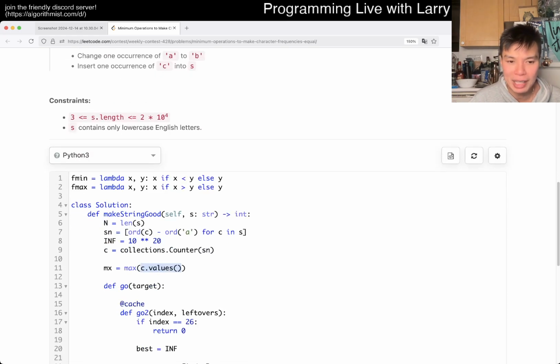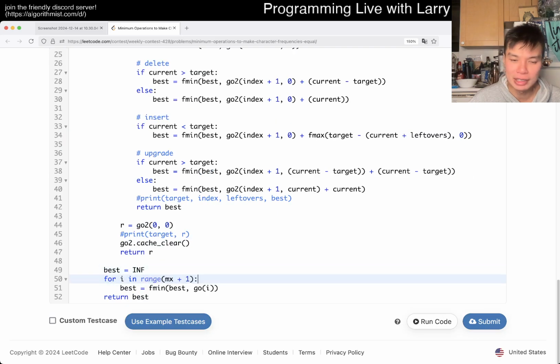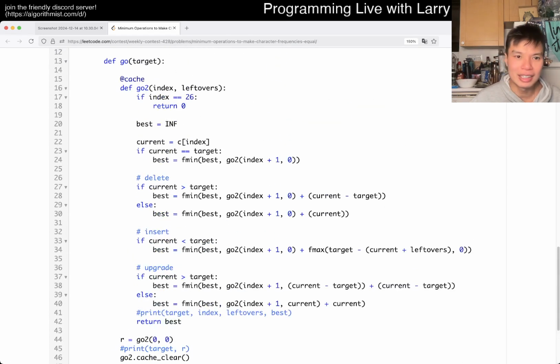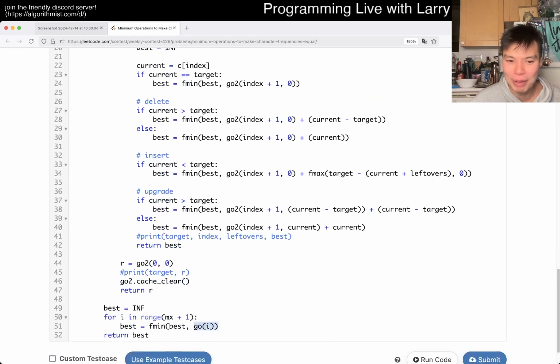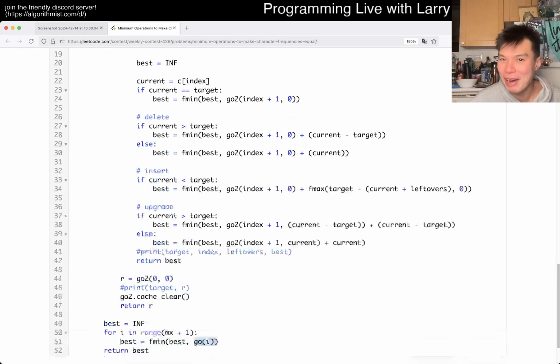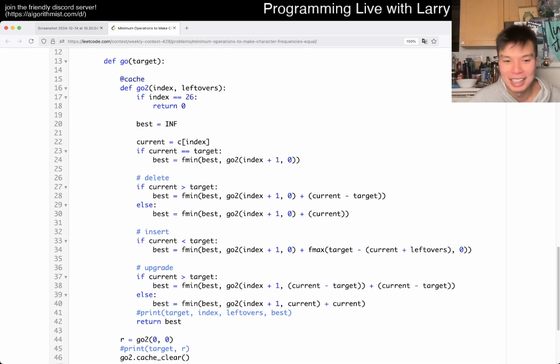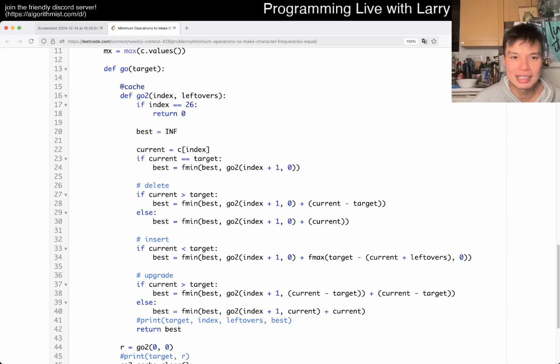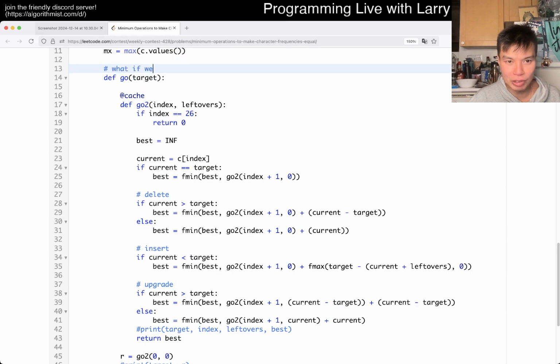But I do that, and after I do that, I just do a for loop. I try 0, 1, 2, 3, 4, 5, all the way to max inclusive, right? And I have this function called go_sub_i. And go_sub_i is actually not the dynamic programming thing. It's just terrible, lazy naming, because I was focusing on the problem. It just sets up, okay, this is the target, right? So what if we try to get all characters to target, right?